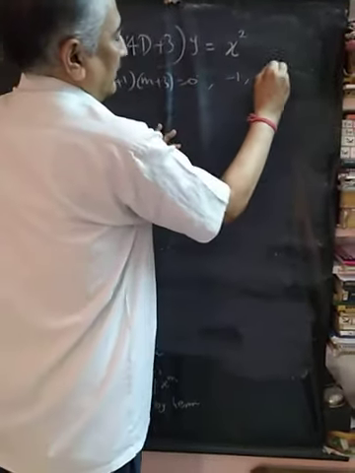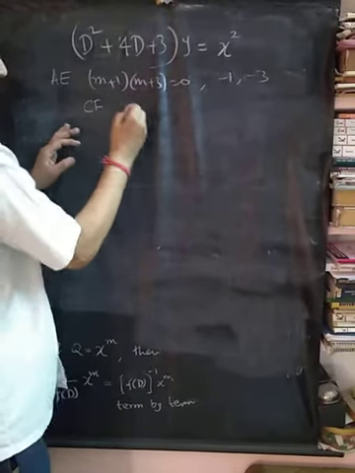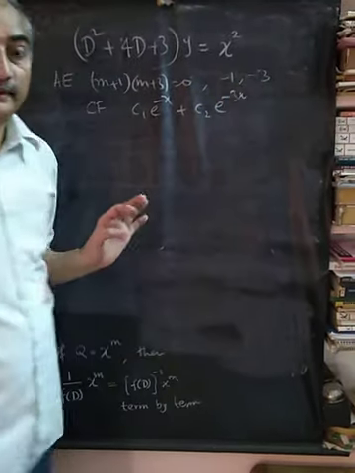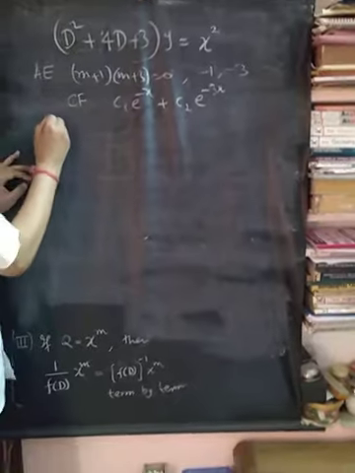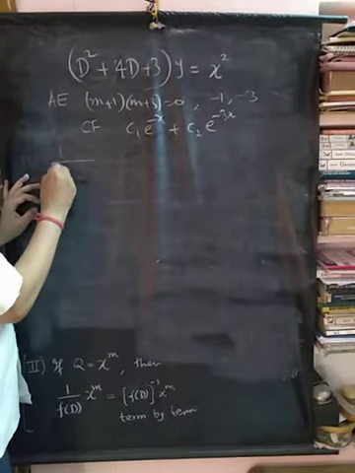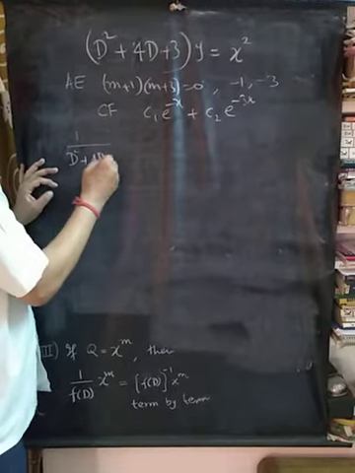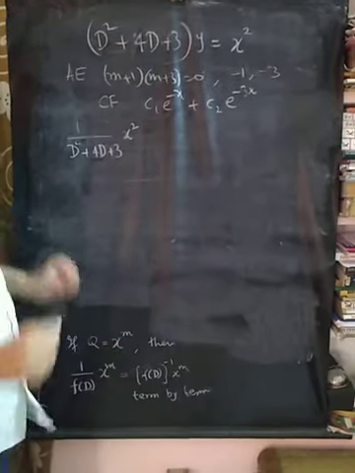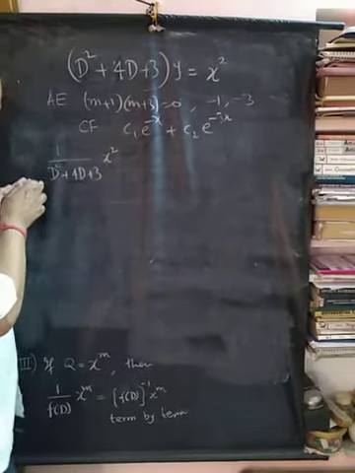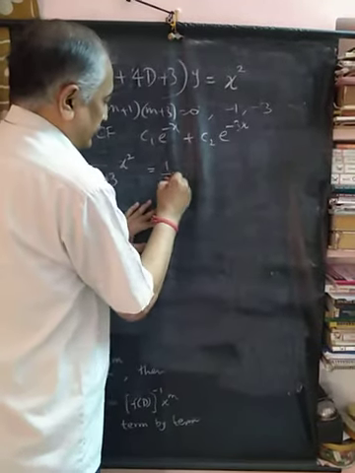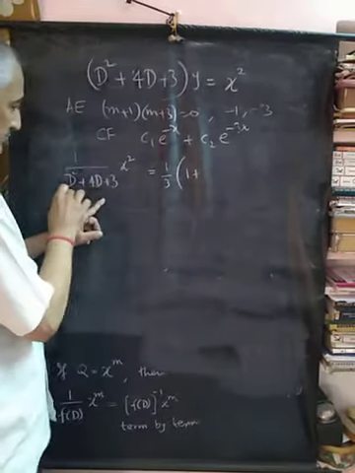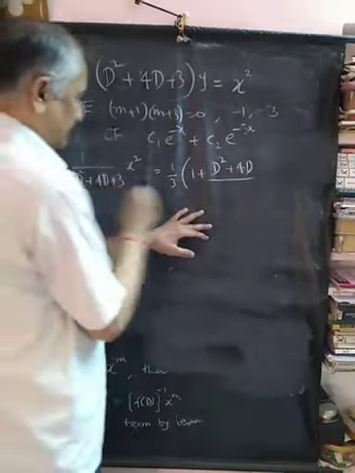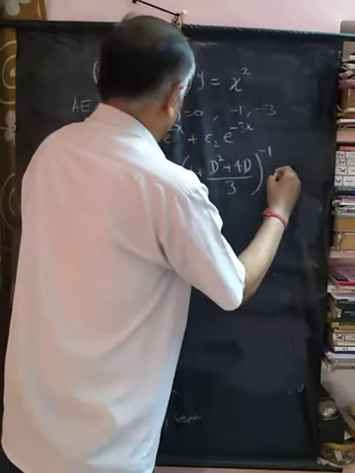So roots are real and distinct. So complementary function is c1 exponential minus x plus c2 exponential minus 3x. Come to the particular integral part. So this is 1 upon D squared plus 4D plus 3 and I have x squared. So I'll take 1 by 3 common and write this as 1 by 3 times (1 plus (D squared plus 4D) divided by 3) inverse, and then x squared.